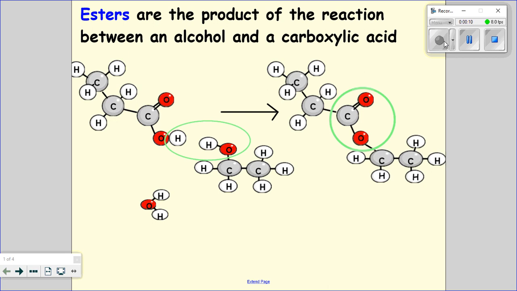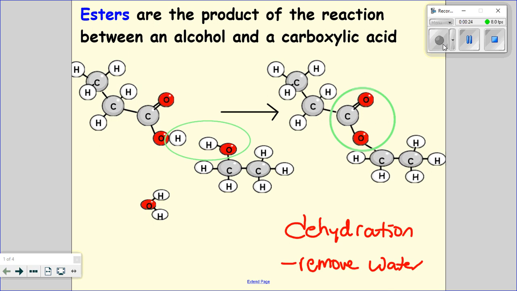At another group of organic derivatives called esters. And esters happen anytime an alcohol reacts with a carboxylic acid. Esters are a special kind of dehydration reaction. Dehydration reactions happen anytime we find a way to remove water.